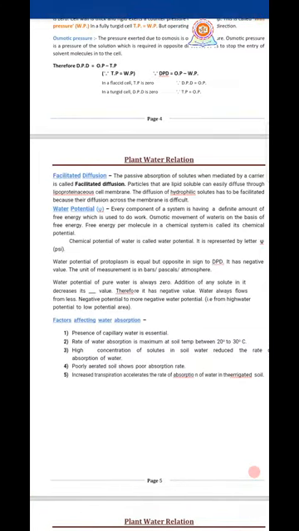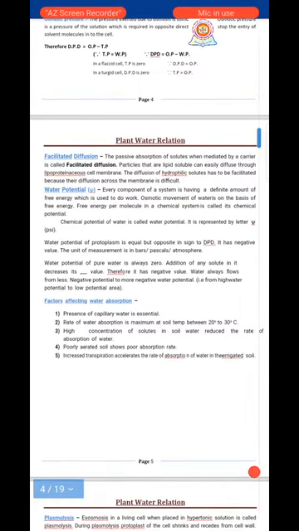It is represented by the letter psi. Water potential of protoplasm is equal but opposite in sign to DPD, diffusion pressure deficit. It has a negative value. The unit of measurement is bars or pascals or atmosphere.